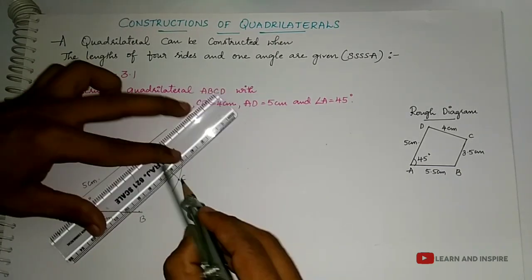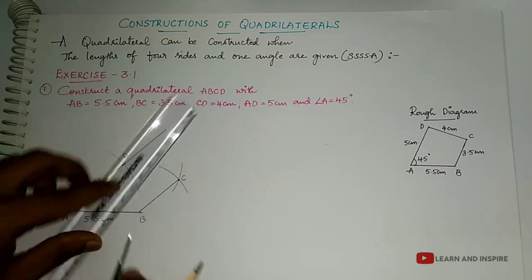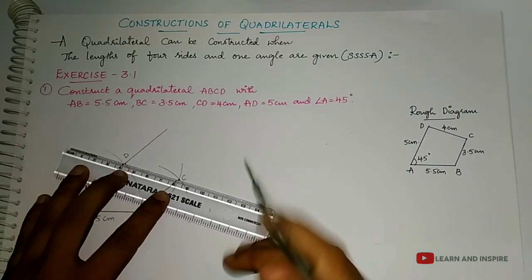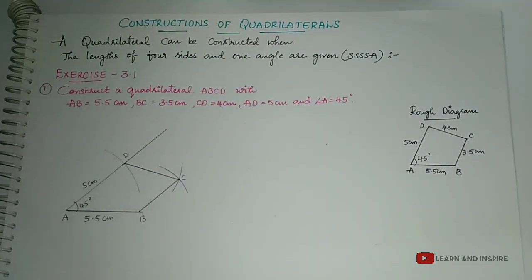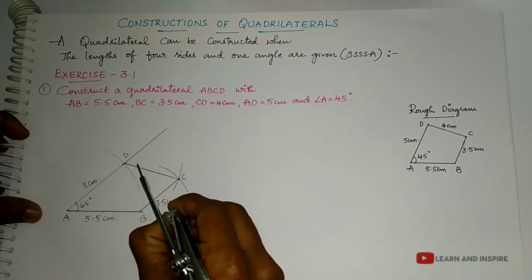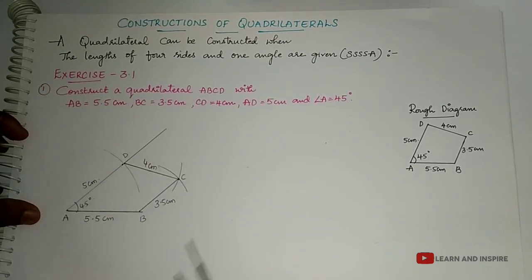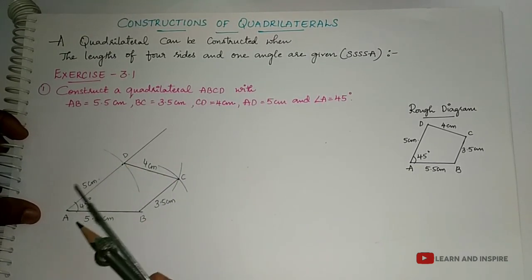So join BC, and also we can join DC. Join BC and DC, and we mention the measurements. BC is equal to 3.5 centimeters and CD is equal to 4 centimeters. Now you can see ABCD is a required quadrilateral.